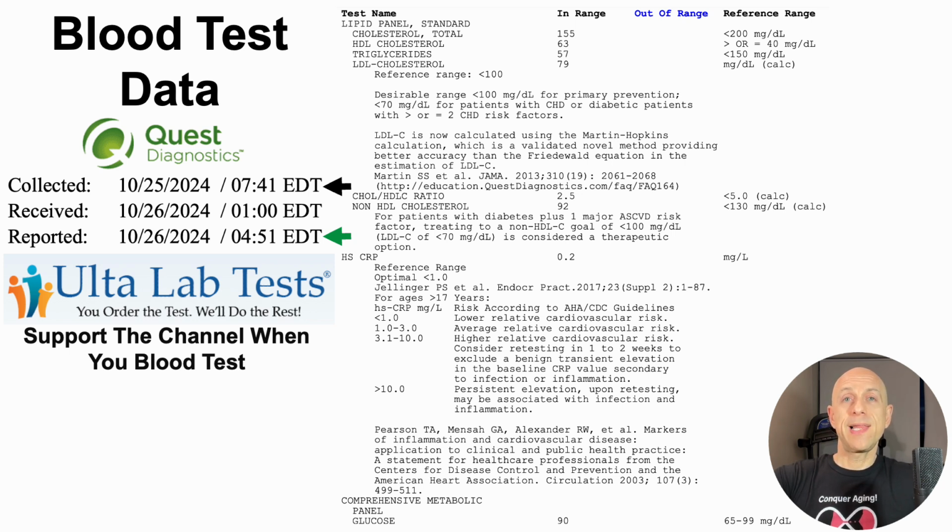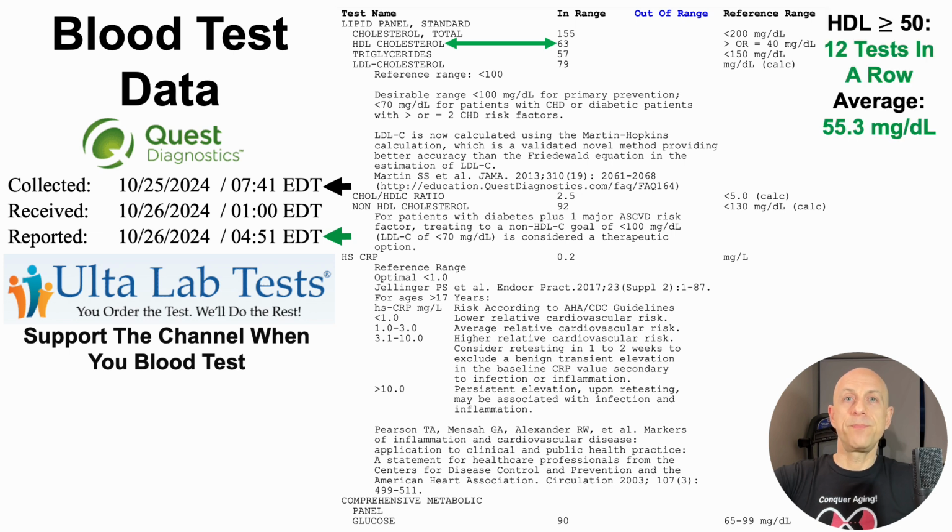All right, so some highlights and then room for improvement. So one highlight is HDL at 63, which is pretty close to the optimal range of 50 to 60 for men. And if you missed that video, I'll link to it in the right corner. Besides just being close to the optimal range for HDL, it's also now the 12th test in a row where HDL is greater than or equal to 50 milligrams per deciliter.